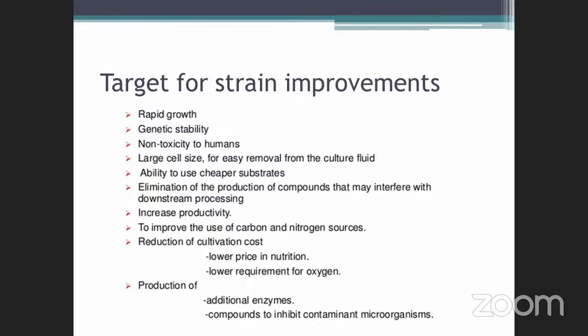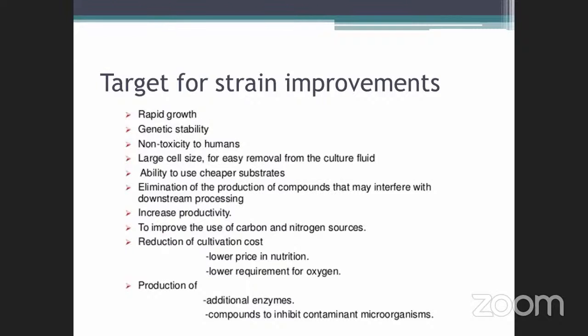What are some targets? First, you want to achieve rapid growth. If rapid growth is possible, the production time will be reduced. If a product is produced in 72 hours, and you reduce that through rapid growth to 48 hours, the time will be saved, electricity, everything will be saved. Okay, so in that sense, it is generally rapid growth.